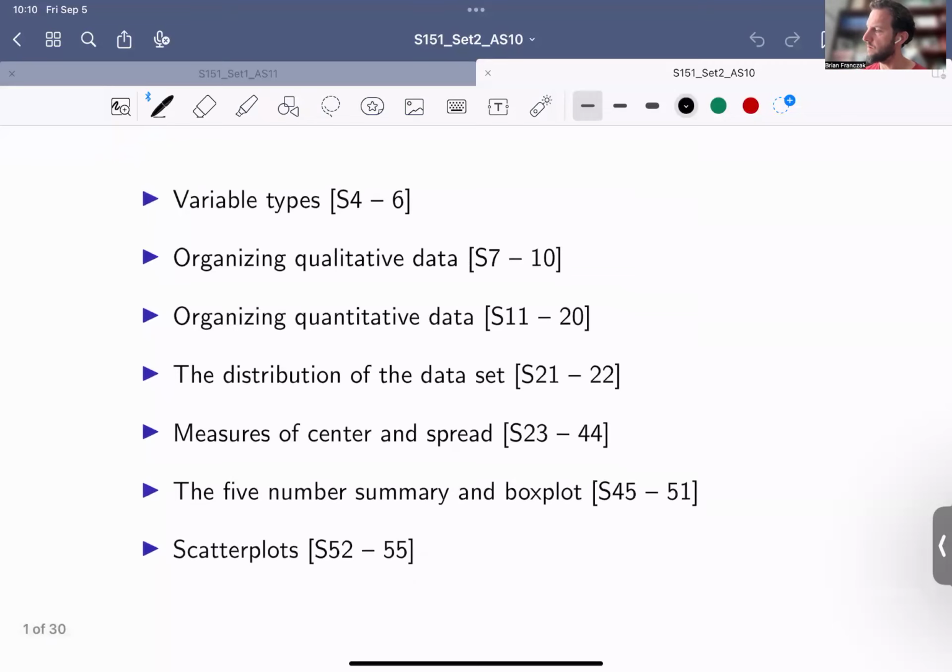Okay, and then I'm just now realizing that a few of these slide number references are not quite correct, so I'll fix those up afterwards.